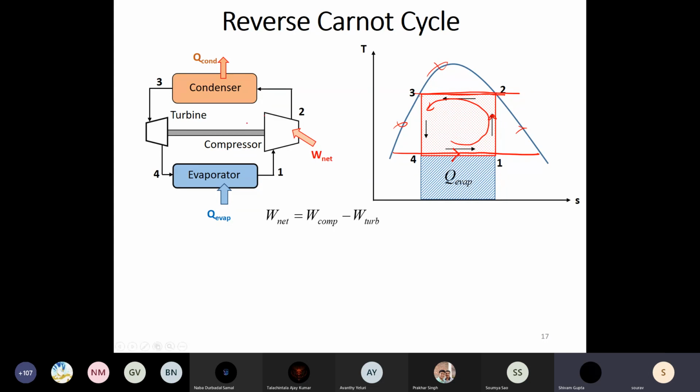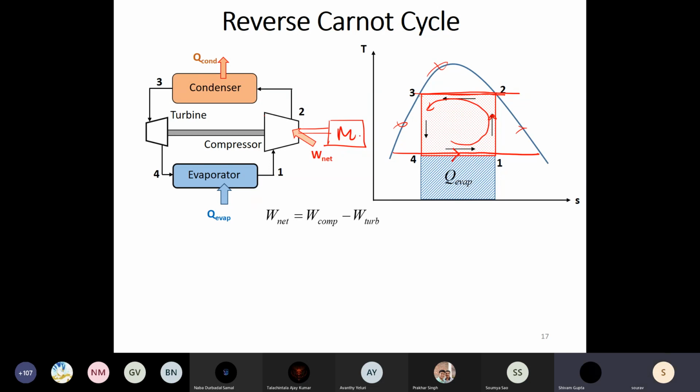So instead of doing all that, we can mount them on a single shaft. Whatever amount of work is produced by the turbine would be consumed by the compressor, and some additional work will have to be provided externally. That can be provided by a motor. So all these three, in fact, can be mounted on a single shaft. So this would be the component.